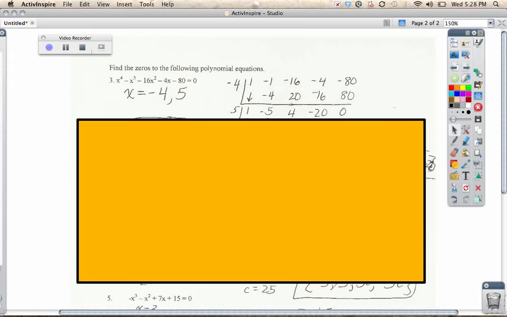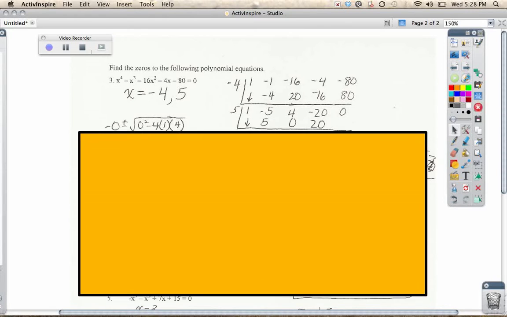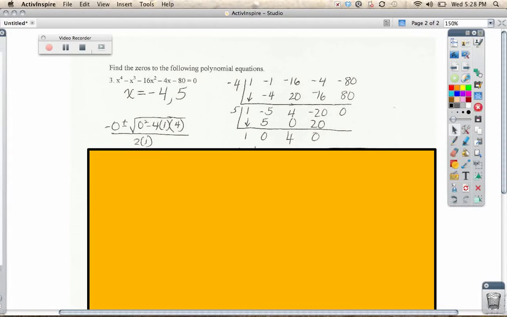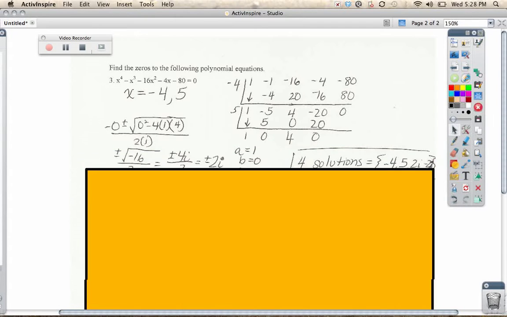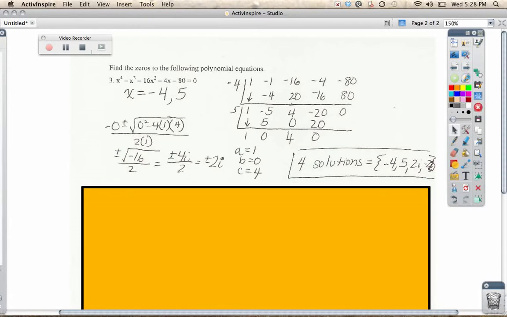Then what you're going to want to do is you're going to want to divide by the second solution, which is 5. So you then perform the synthetic division one more time, and you find that you get 1, 0, 4, and then 0. This is now your quadratic that you can find the imaginary solutions with. So a equals 1, b equals 0, and c equals 4.